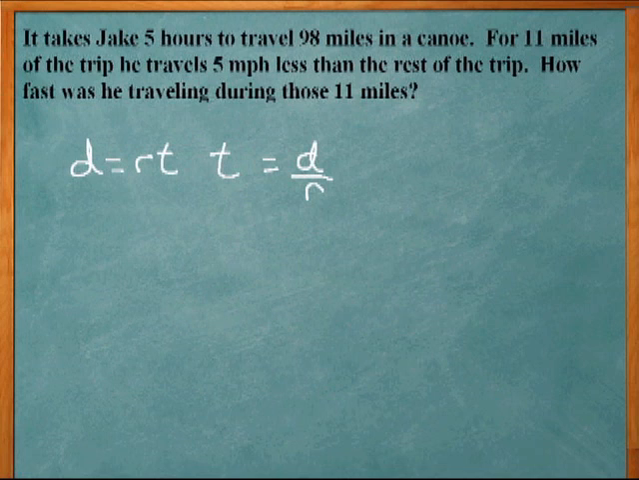So we basically want to find out how much time he spends going the 11 miles and how much time he spends going the 87 miles. We know that during the 87 miles he's traveling at some speed x, and during the 11 miles he's traveling 5 miles per hour less, or x minus 5.